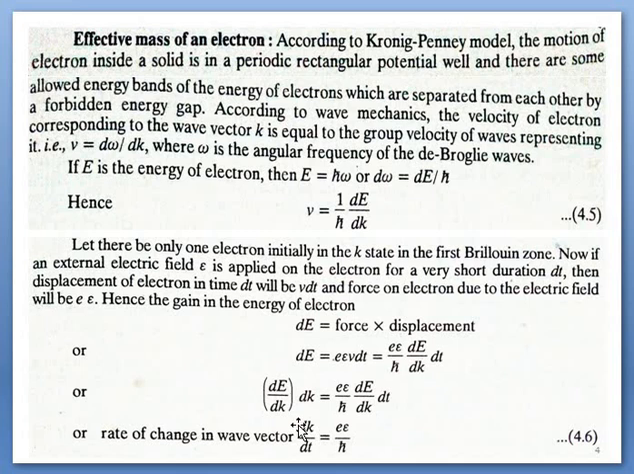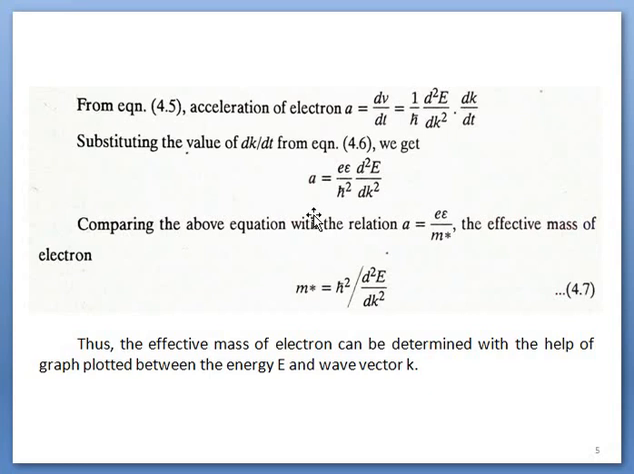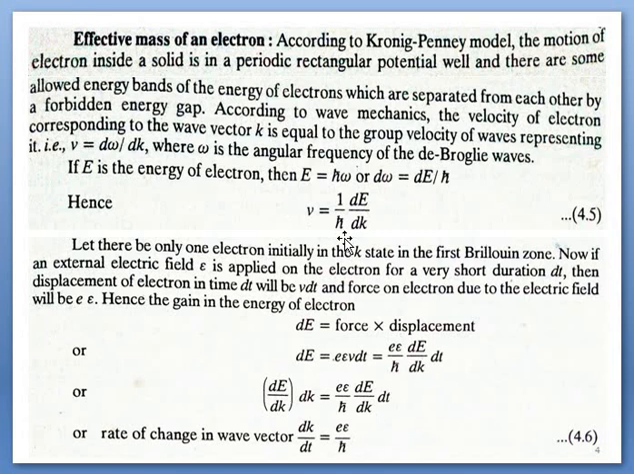Now again, we know that if a force is applied, the electron is displaced, meaning there is acceleration. So acceleration equals dv upon dt, and we have v equal to this. We need to differentiate with respect to t. When it is differentiated, we will have 1 by h bar d square E upon dk square, times dk upon dt.